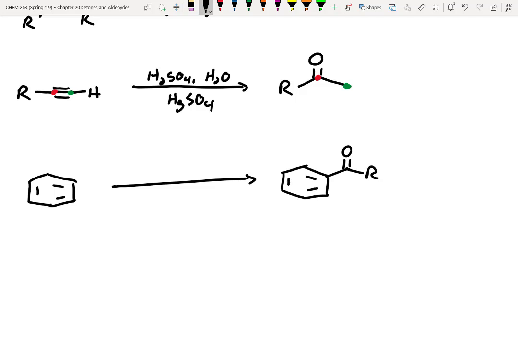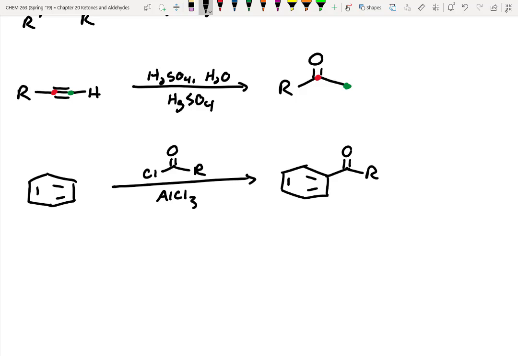Through the Friedel-Crafts acylation reaction, where we need some sort of acid halide or anhydride in some cases, and react it with the Lewis acid catalyst. Make sense? So we've seen a lot of this chemistry already, just in the scope of different chapters.